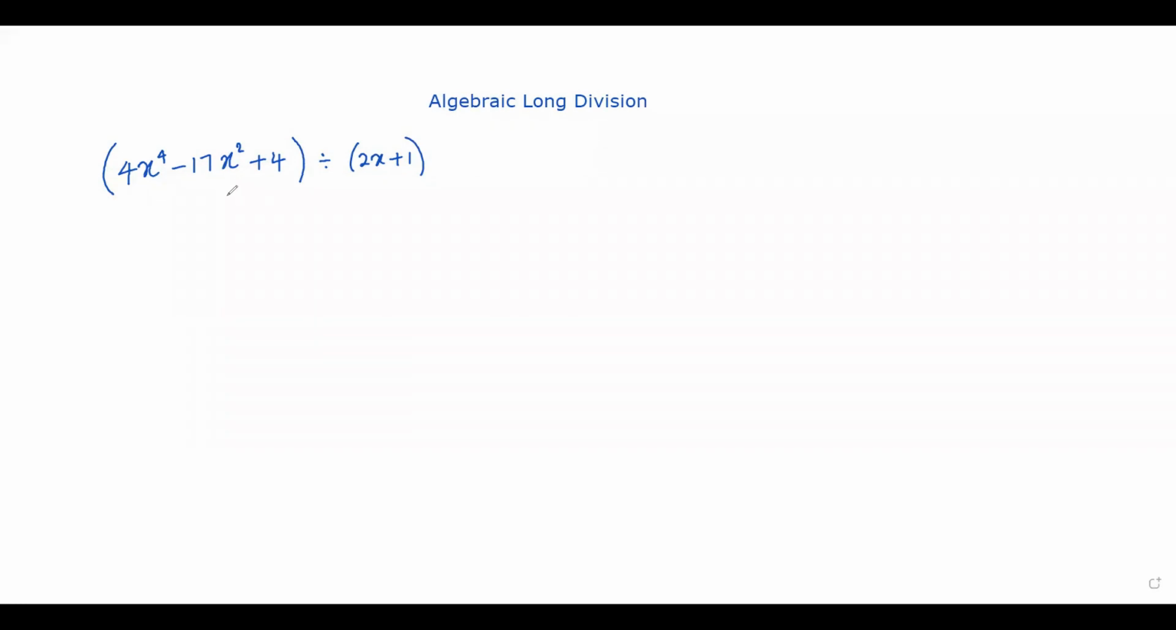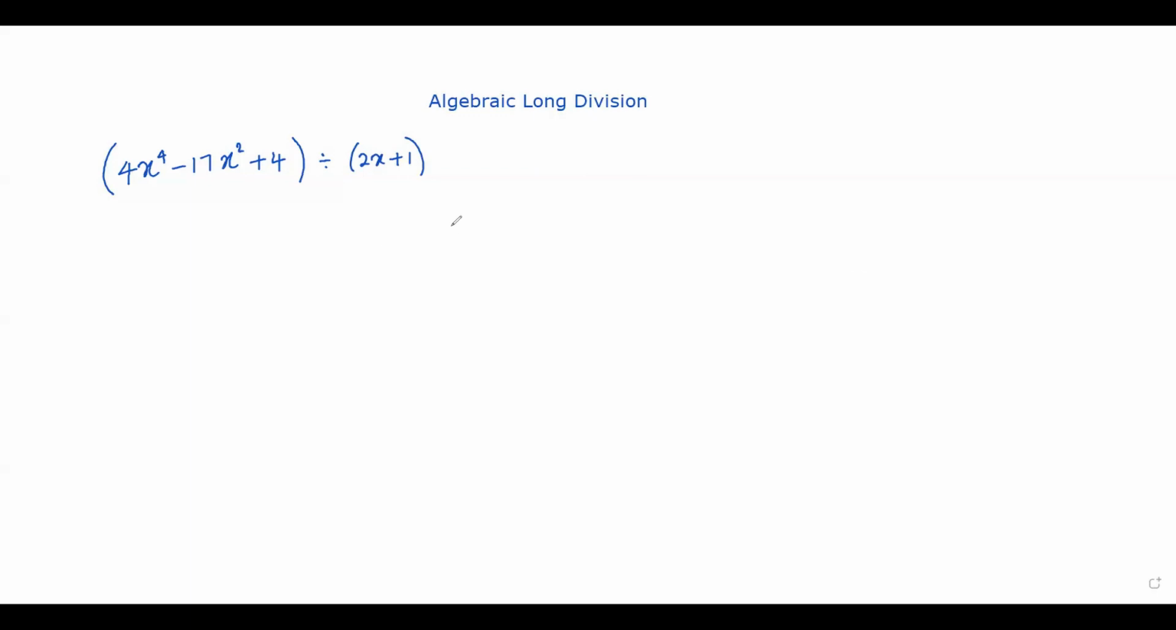In this question, we are required to divide the polynomial 4x to the power of 4 minus 17x squared plus 4 by 2x plus 1. Now, as you can see here, we do not have the x cubed or the x in this polynomial. However, we still need to take them into account when we're actually doing our division. Now, as I said before, I am going to write this clearly and neatly, and I've got plenty of space to do my question.